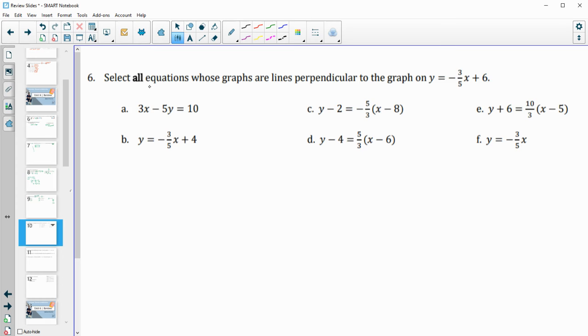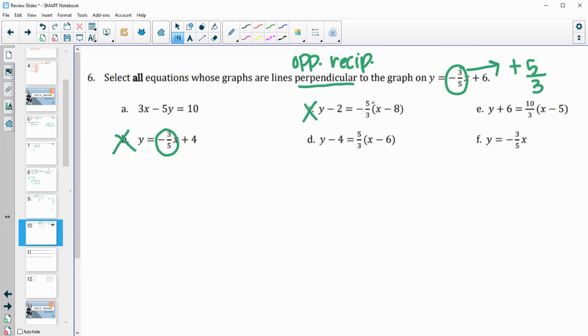Number 6, select all equations whose graphs are perpendicular to this. So this means the opposite and the reciprocal of -3/5. So the perpendicular slope to this would be positive 5/3. So we're looking for positive 5/3. So let's rule out a couple here. So this one's -3/5 for part B, so that's bad. This one's negative 5/3 for part C, so that's bad. Positive 5/3, that's what we want, so D is good. 10/3 for this one, so that's not right. -3/5 for this one, so that's not right.